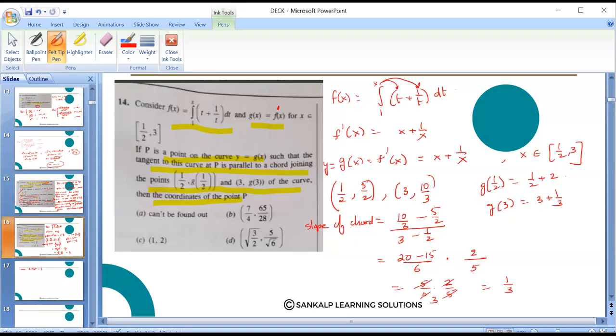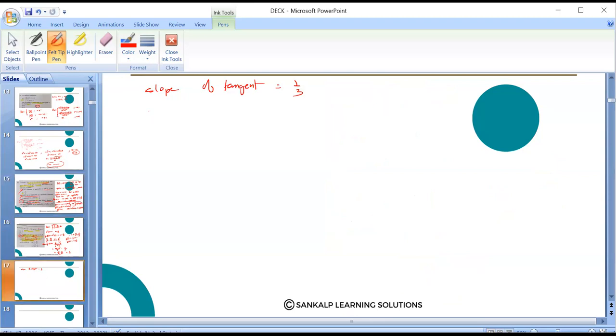Why? Because P is a point where you are drawing the tangent. It is parallel to the chord joining the 2 points. So the slope of the tangent, you know it is 1 by 3. But how will you get the slope of the tangent? g dash x is 1 by 3. You know that g of x is x plus 1 by x, so g dash, the derivative, will be 1 minus 1 by x square equal to 1 by 3.